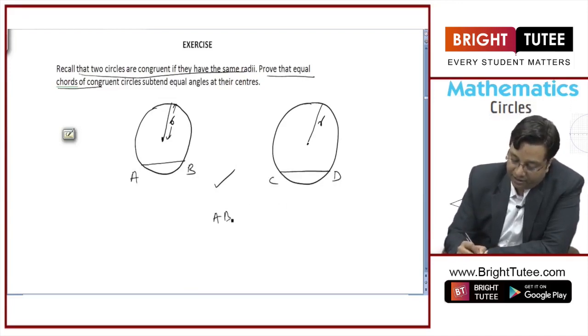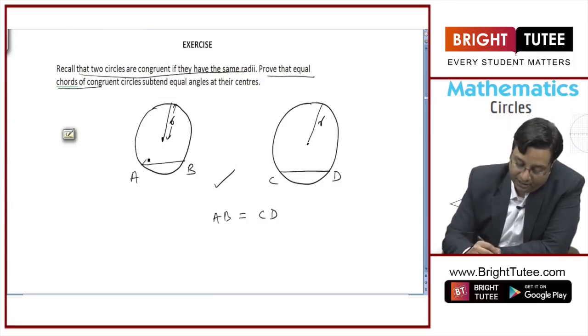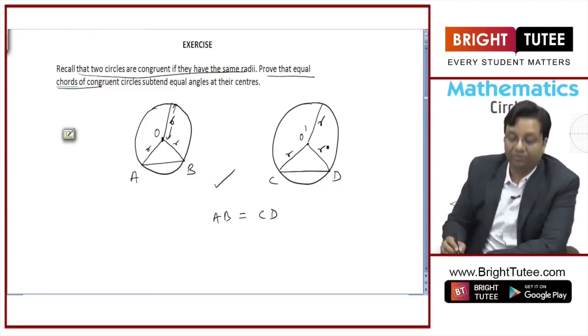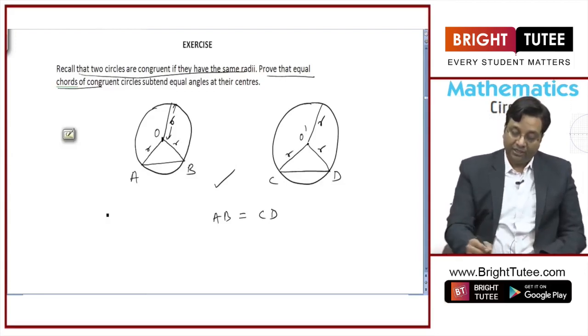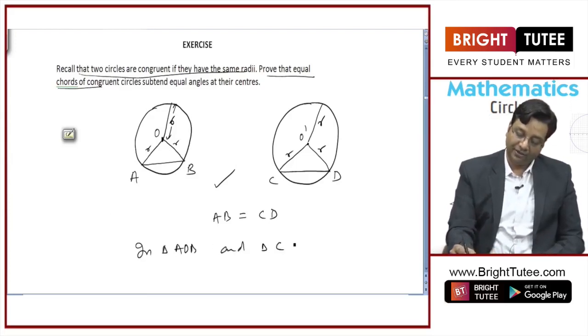So AB is given equal to CD, and if I join it with O here and let the other center be O dash, so O dash C, O dash D, and it is given that they have the same radii. So if this is R, this will also be R, this will also be R, and this will be R. Now look at triangle AOB and triangle COD.